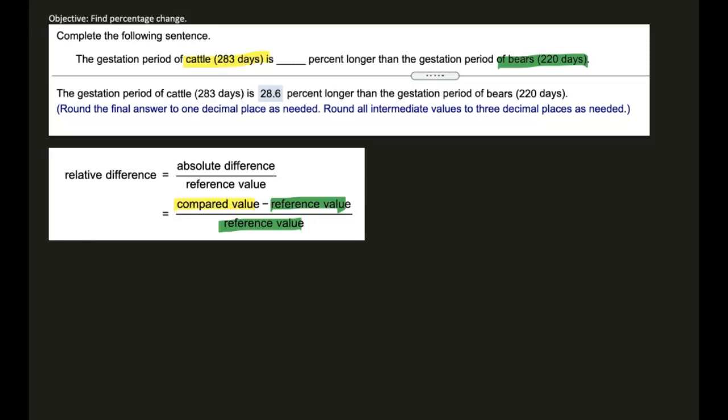All right, so next let's write that out. So that's going to be that the relative difference is 283 for the cattle minus 220 for the bears divided by 220. The first thing you want to do is evaluate the numerator by subtracting, and that should give us 63. And then we want to divide.